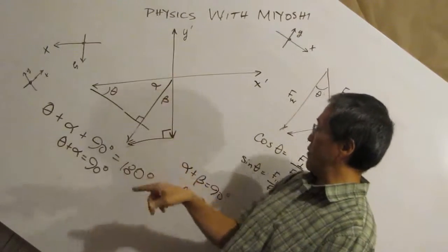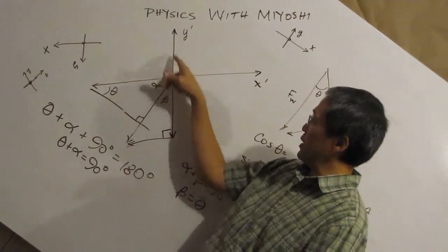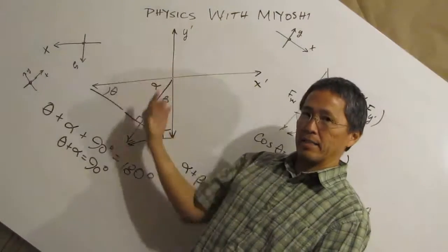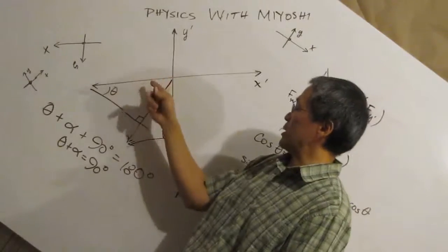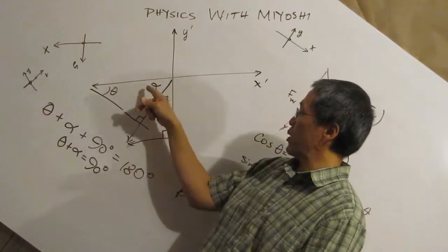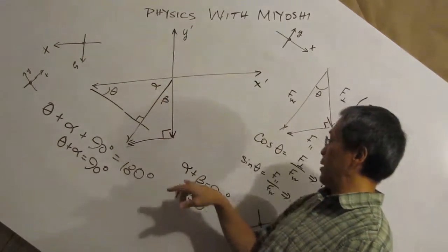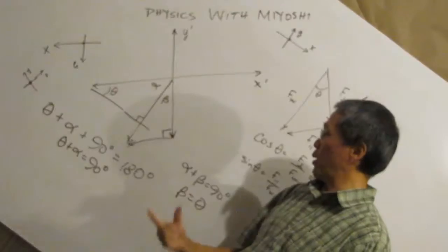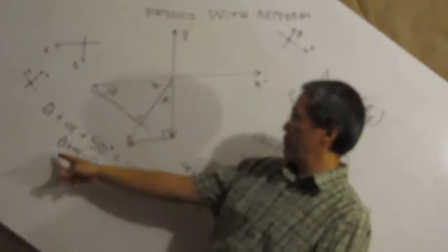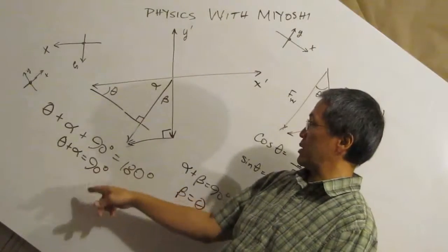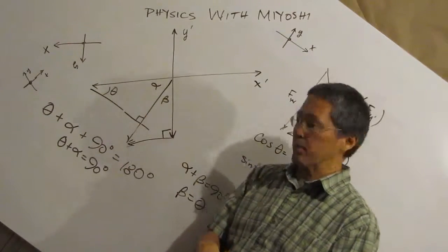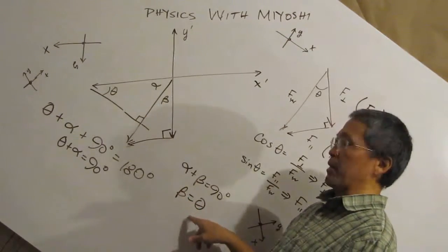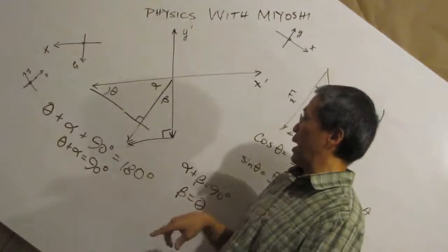Here also, we know that these guys, X and Y axes, have to be 90 degrees apart. That's what kind of defines our X and Y axes. They're 90 degrees from each other. So that means we have alpha plus beta must also be 90 degrees. Well, if alpha plus beta is 90 degrees and theta plus alpha is 90 degrees, then theta and beta must be equal. So beta must be equal to theta. Well, how does that help us?